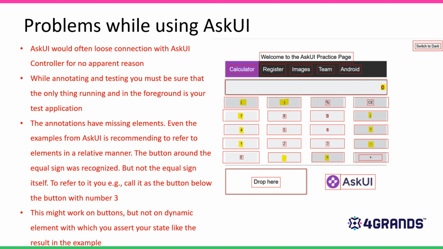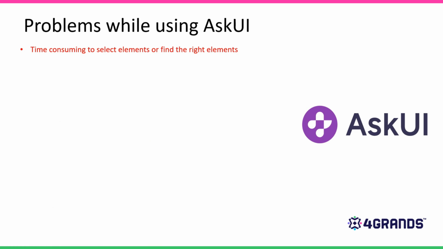For example, in the calculator on the right side, the button around the equal sign was recognized, but not the equal sign itself. To be able to refer to it, you first find the button with the number 3 and then you refer to the button below it. This is especially problematic for dynamic elements such as result fields, which can be difficult or even impossible to assert reliably. Furthermore, this also makes selecting the right UI elements even more time-consuming.